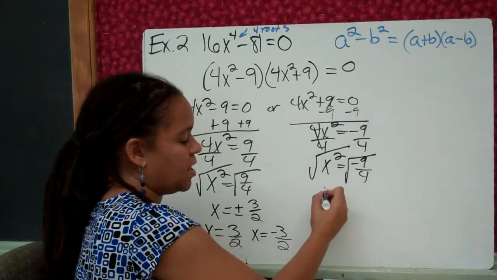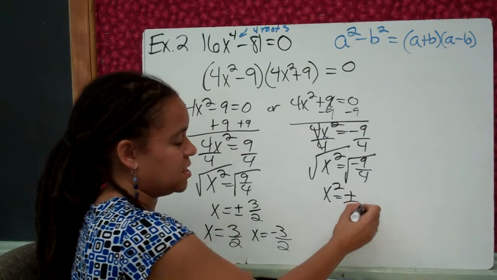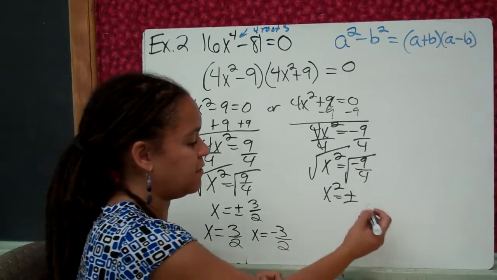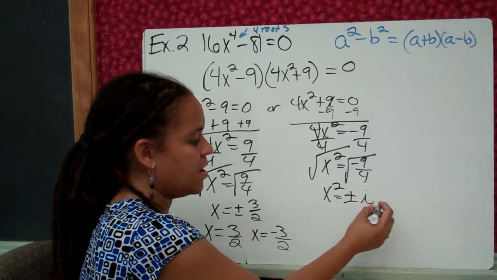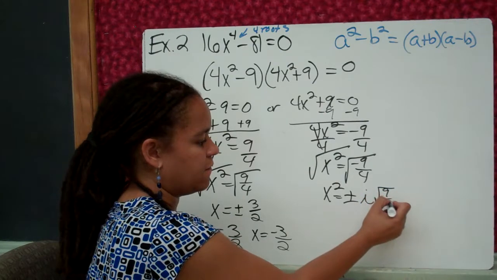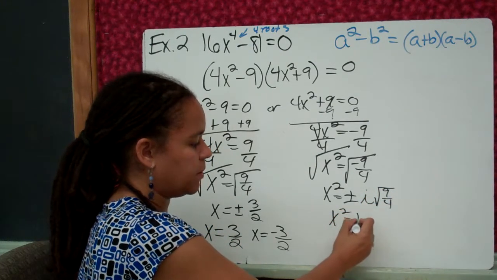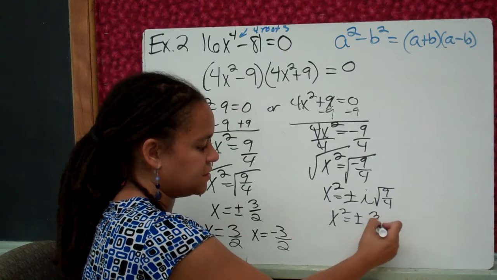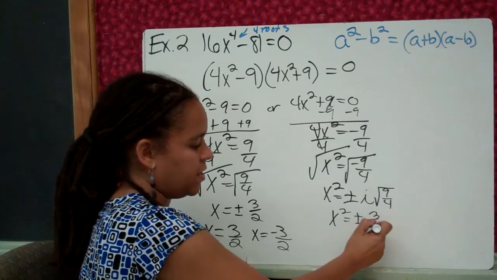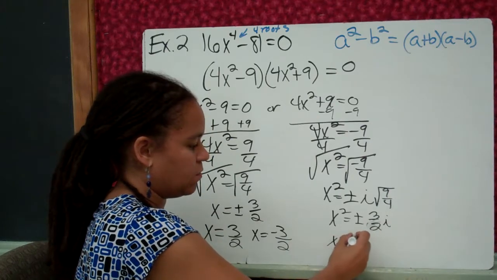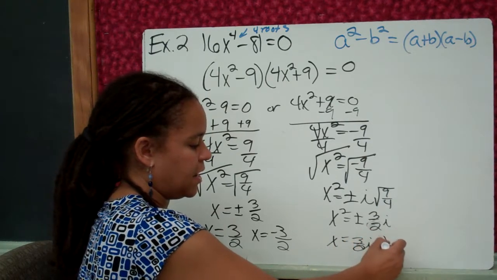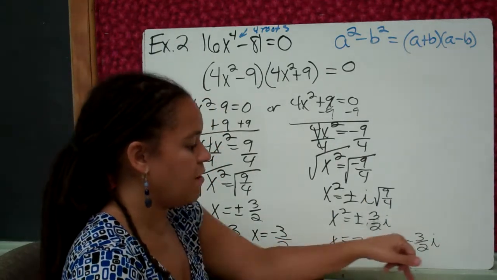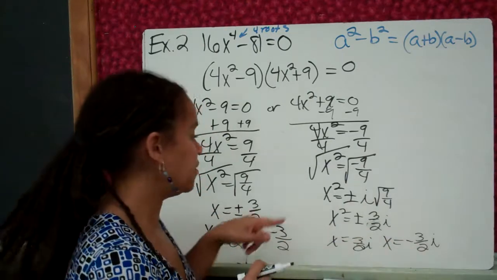Take the square root. X is equal to plus or minus. And notice we have a negative under here, so that's going to be an i. We're going to take out the square root of that negative number by turning it into i. And then we still have radical 9 over 4. So x is equal to plus or minus, we know that's 3 halves, so we have 3 halves i. So x equals 3 halves i, and x equals negative 3 halves i. So 1, 2, 3, 4. 2 of our solutions are imaginary, 2 of them are real.